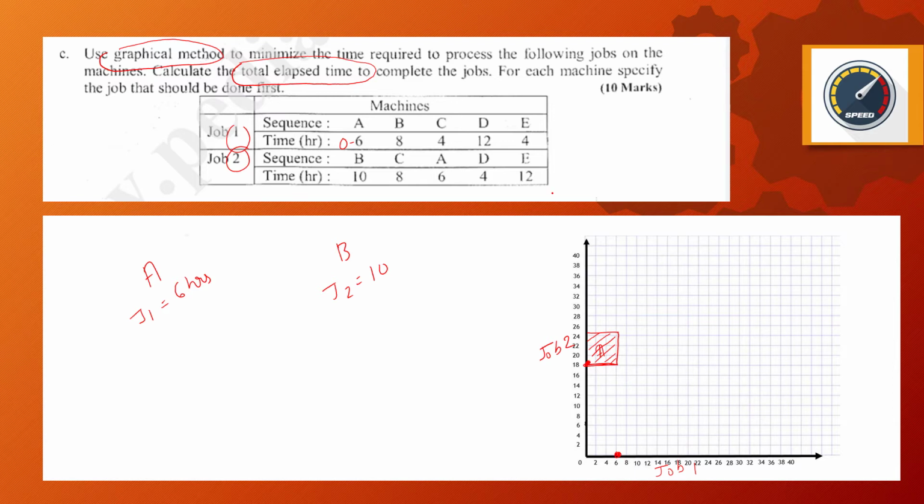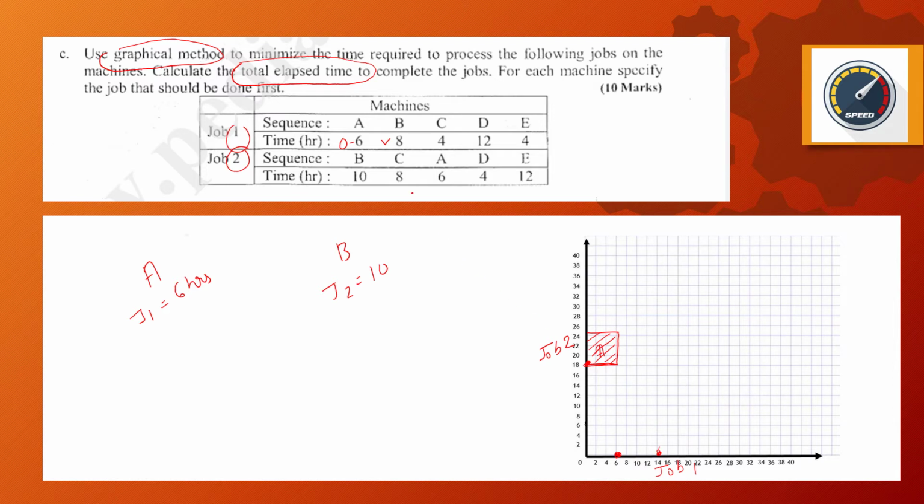Similarly for B, after job 1 is completed with A, it will go to machine B. So here we can see that the working of job 1 on machine B starts from the 6th hour and it remains on B for the next 8 hours, which is from here 6 to 14.